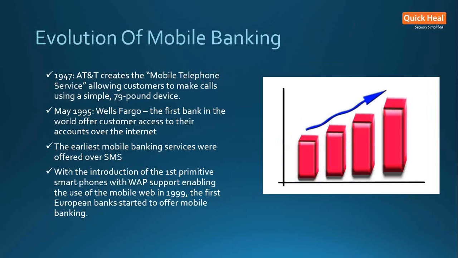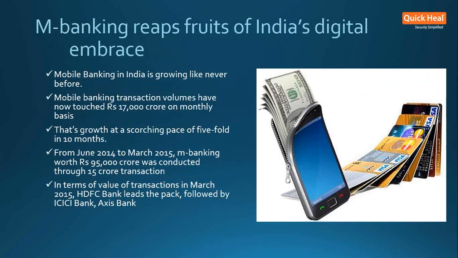So what was the evolution of mobile banking? This starts somewhere in the year 1947. It's very, very old technology, where AT&T created the mobile telephone service, allowing customers to make calls using a simple 79-pound device. In the month of May, in the year 1995, the Wells Fargo Bank was the first bank in the world to offer customers access to their account over the internet. The earliest mobile banking services offered SMS-based service. So you send an SMS to a predefined number, and you get the information. With the introduction of the first primitive smartphone with WAP support, that's wireless access protocol support, enabling the use of mobile web in the year 1999, the European bank started to offer mobile banking solutions to their customers.